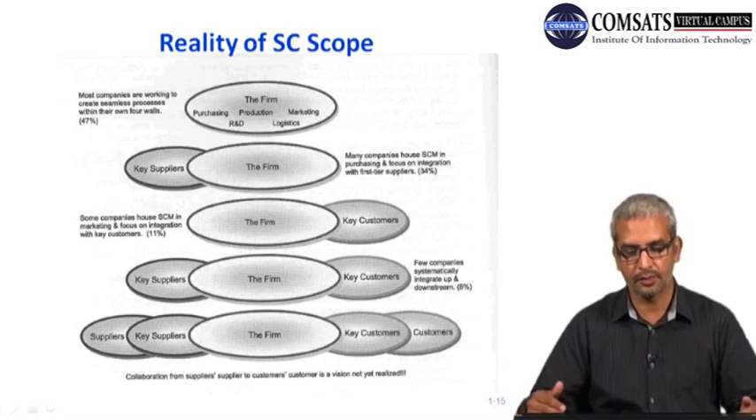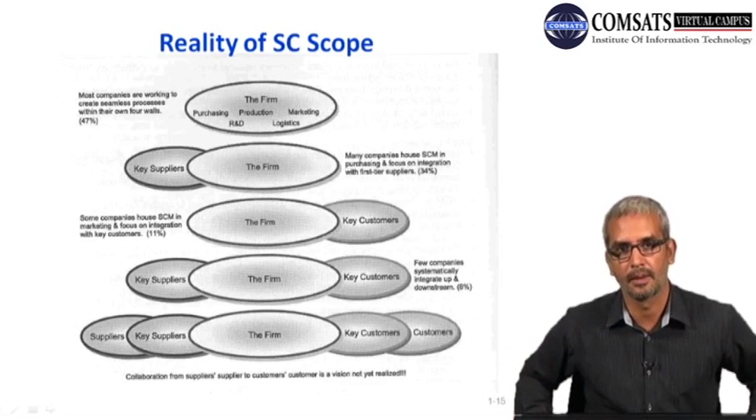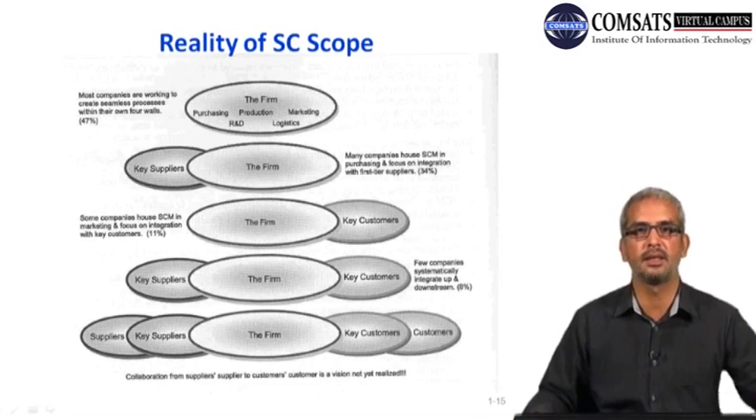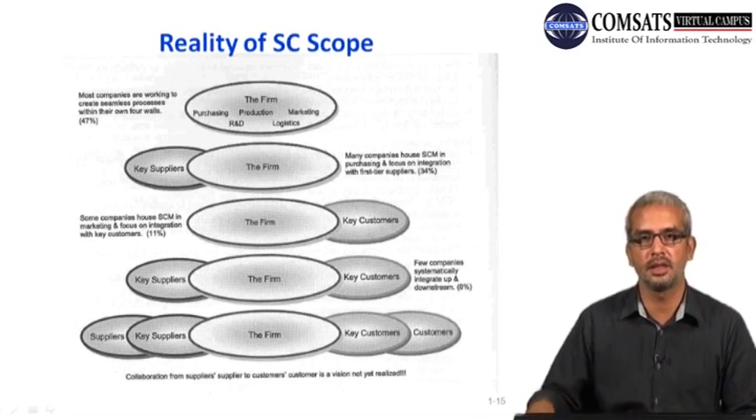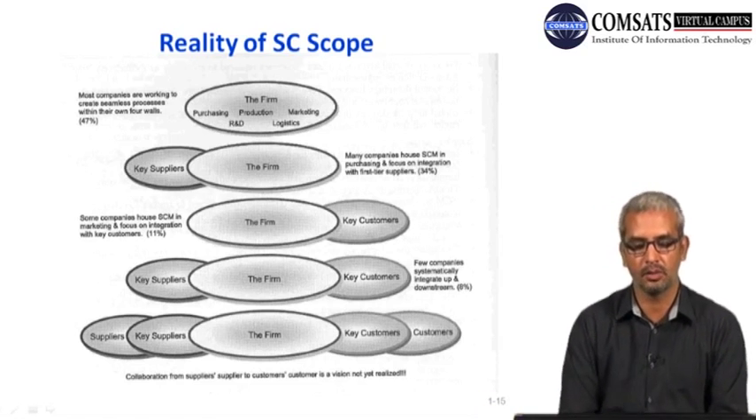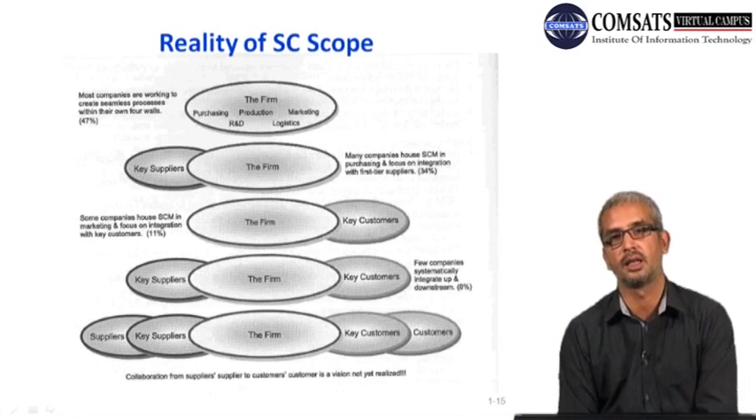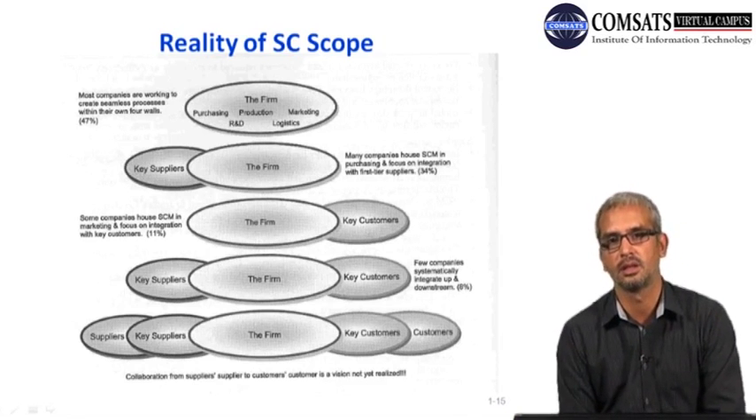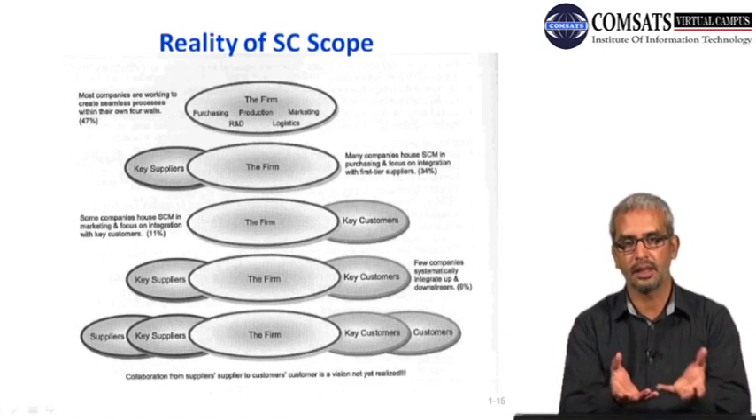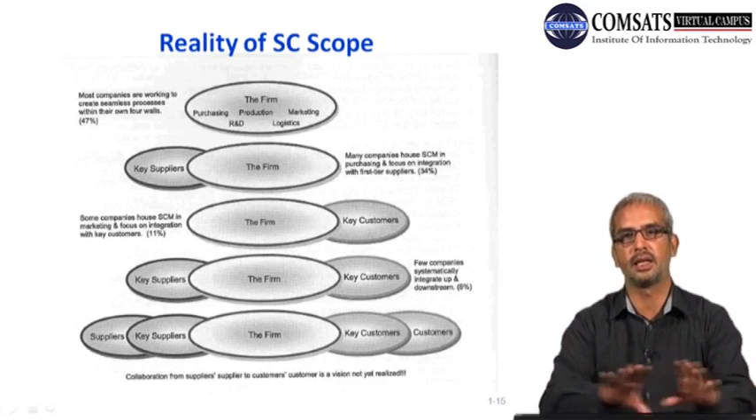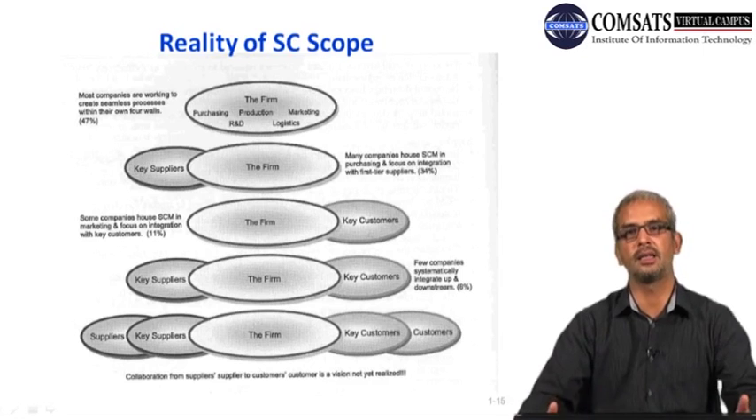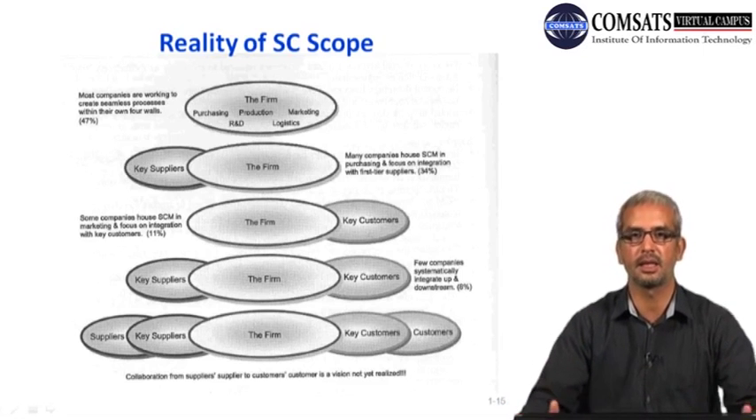And if we talk about the next step, where you are integrating with key suppliers and then their suppliers, and you are integrating with key customers and their customers, collaboration from supplier to customer is a vision not yet realized, because that would be a difficult process, right? So currently in reality the scope of supply chain is defined in this slide. In reality we expect to go beyond that, but in reality we do not.